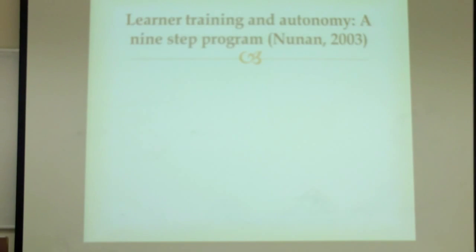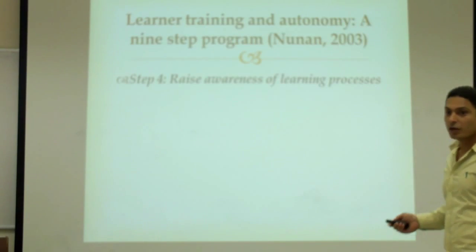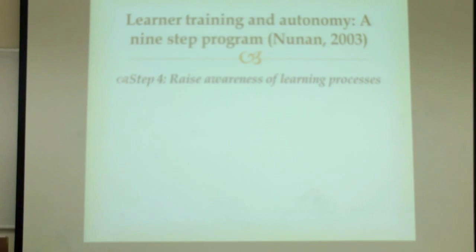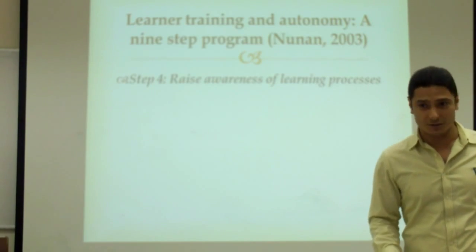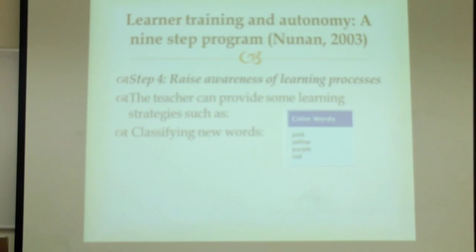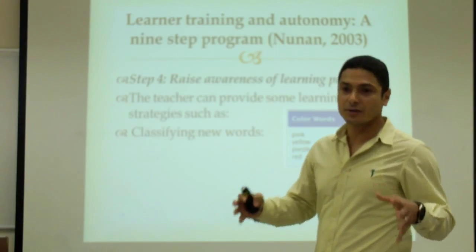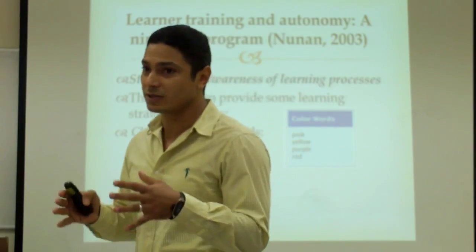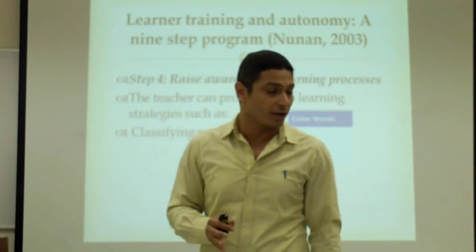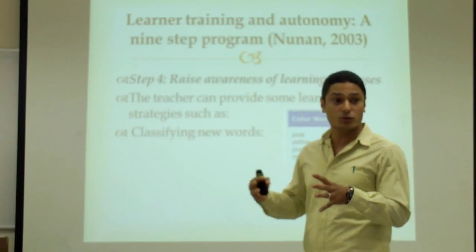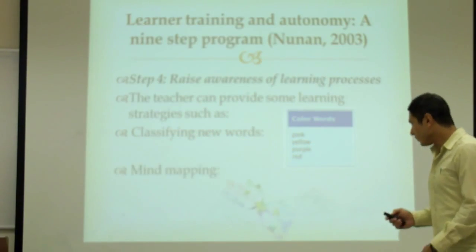The next step, raise awareness of the learning process, okay? You need to change the students' attitude from language receivers to knowledge seekers, okay? So, for example, the teacher can provide some learning strategies such as classifying words. Ask students to put the words in columns. These are the words related to the classroom. These are things we can find in a restaurant or in a cafe. These are the adjectives that we can use to describe a person. Okay, or they can use mind mapping.